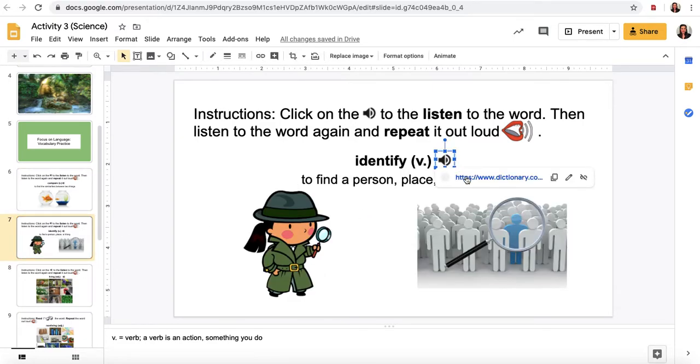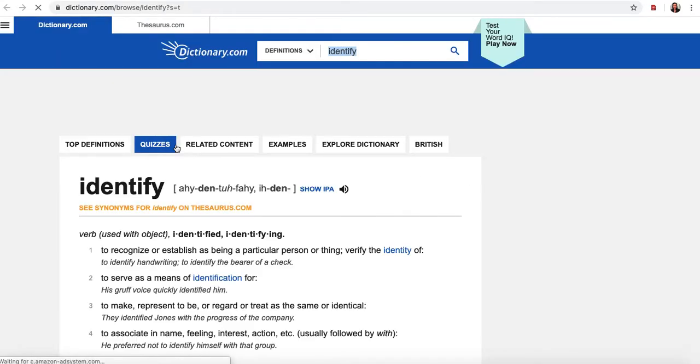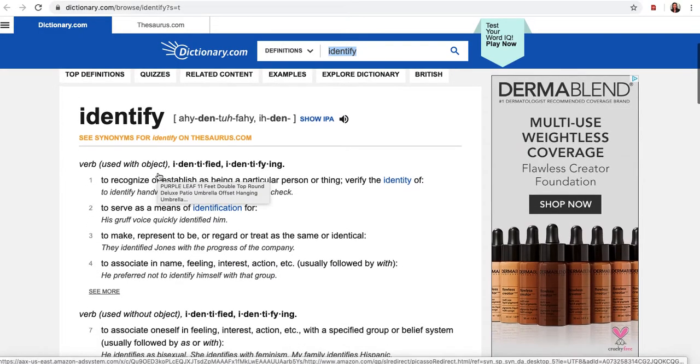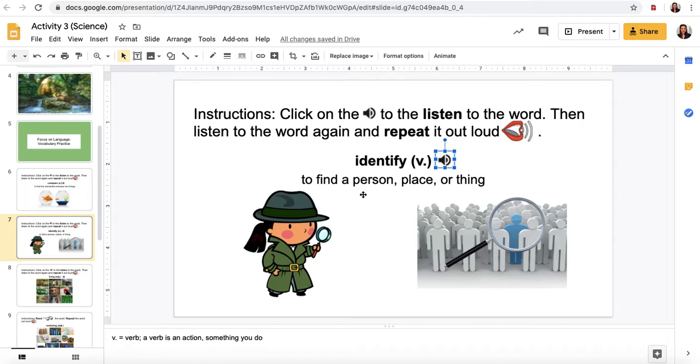So again, you can click. This is dictionary.com, that gives you the definition of the word identify, if you want to hear it. And identify means to find a person, place, or thing. So if you see here, this little scientist, she has a magnifying glass. She has identified this person within this group of people. Okay, so she has found him or identified him.